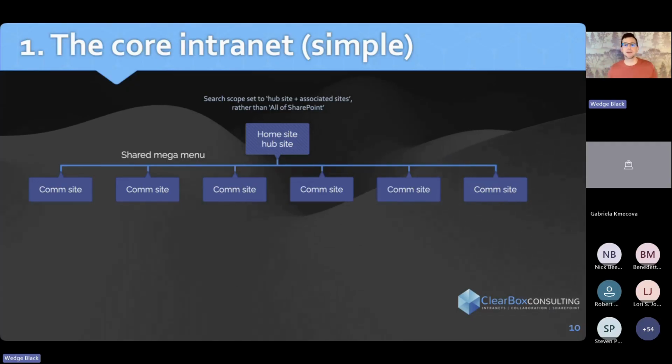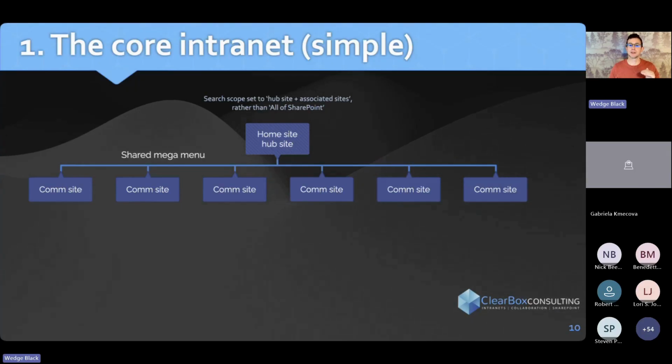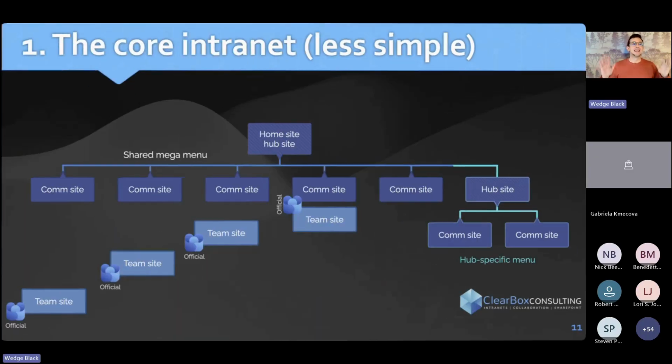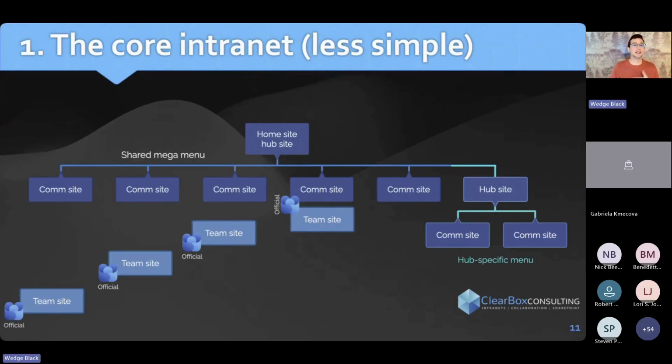But this is a simplified model. So, I really want to respect that it's simplified. I've got a second version of this. It's still level 1. Oh, my screen has frozen. I'm so sorry. Bear with me. This is still the core intranet, but it's a slightly less simple map of it.